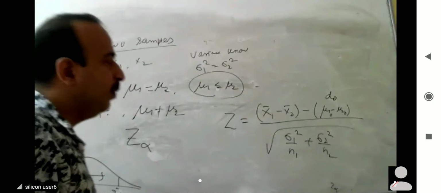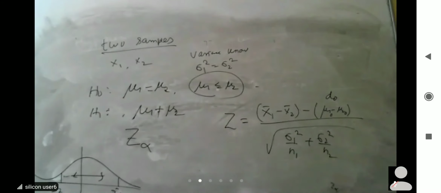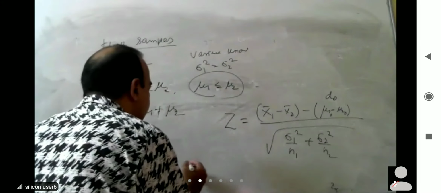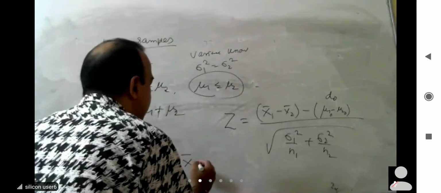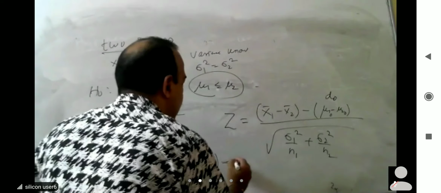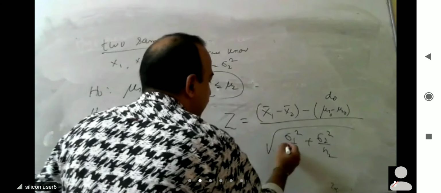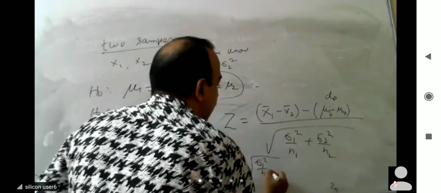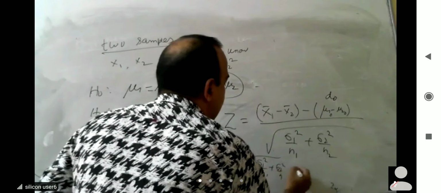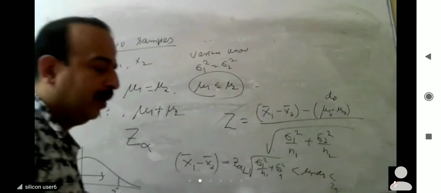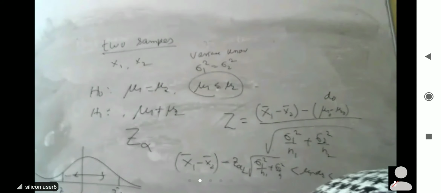Same thing. What is the confidence interval of this? I already discussed it. Shivam. Sir, x1 bar minus x2 bar, then minus Z alpha by 2, then root over sigma 1 squared by n1 plus sigma 2 squared by n2. This term. Yes or no? Yes, sir. Then mu1 minus mu2.